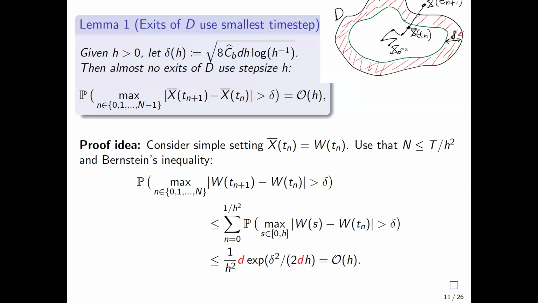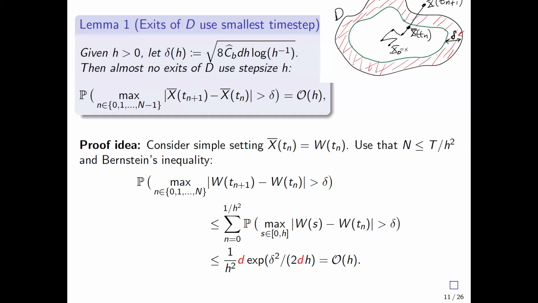So what this result says is that if I pick my delta associated to h in this way, which is essentially of order square root of h, then there are very few numerical paths which do exit directly from the uncritical region. So this is what I want to do. And I'm just going to prove that, or give you the proof idea, in the very simple setting where my diffusion process is just a Wiener process.